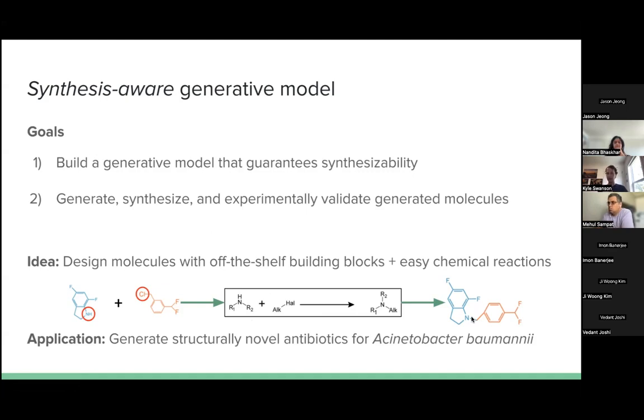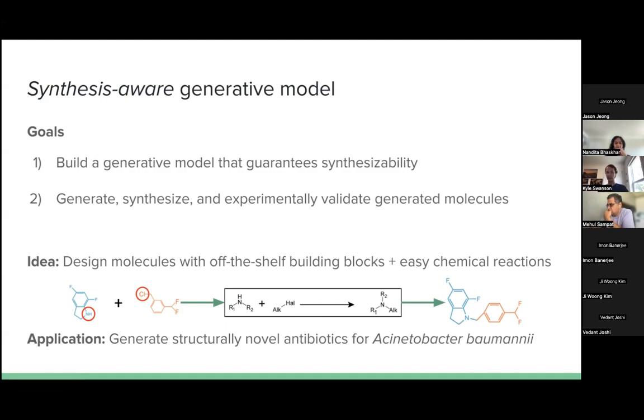And so what we're going to try to do is build our generative machine learning model around this idea, where the machine learning model is also going to pick building blocks and select reactions and then build molecules in that fashion, so that you could then go to a chemical company and have them follow that exact procedure to synthesize one of those molecules. And then again, once we have that approach in place, then we can apply it.